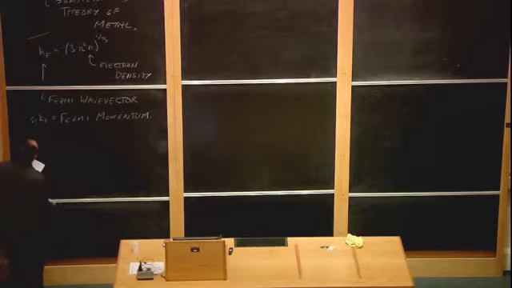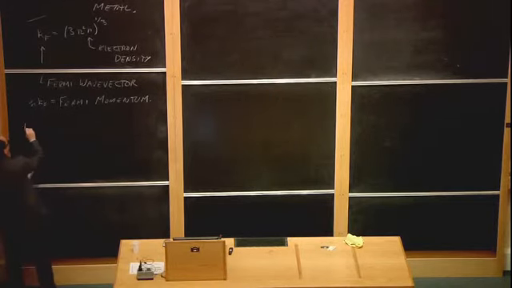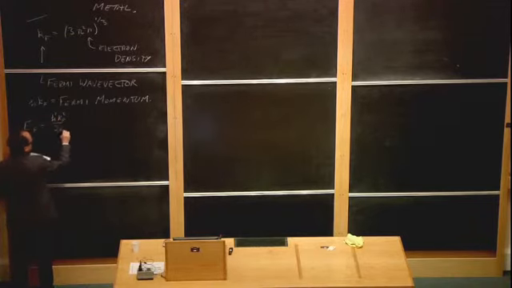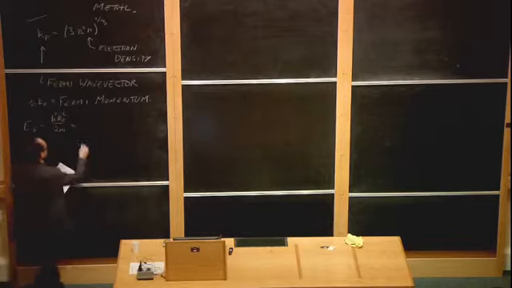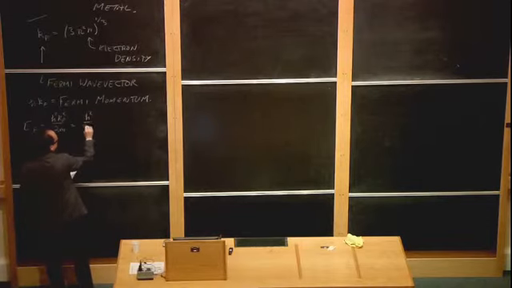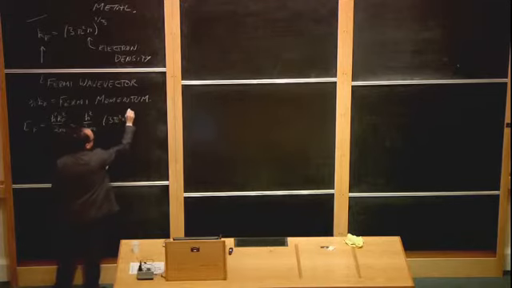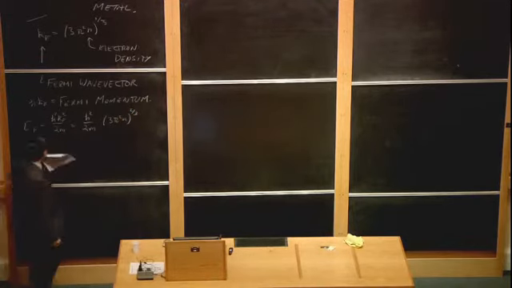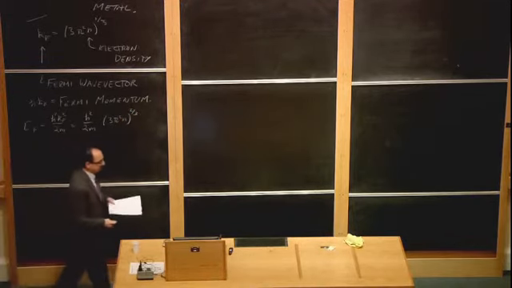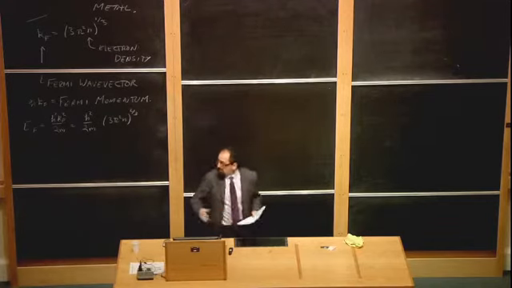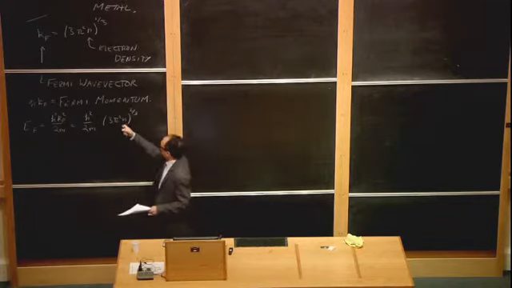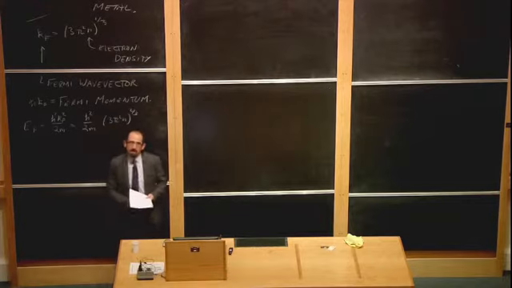From the Fermi wave vector, we can get the Fermi energy in the usual way. EF is h bar squared kF squared over 2m, which we can substitute in our expression for the Fermi wave vector: h bar squared over 2m, times (3 pi squared n) to the 2/3. This is a rather important relationship that we'll use again. But what's important to realize here is the bigger the density of electrons you have, the bigger the Fermi energy.